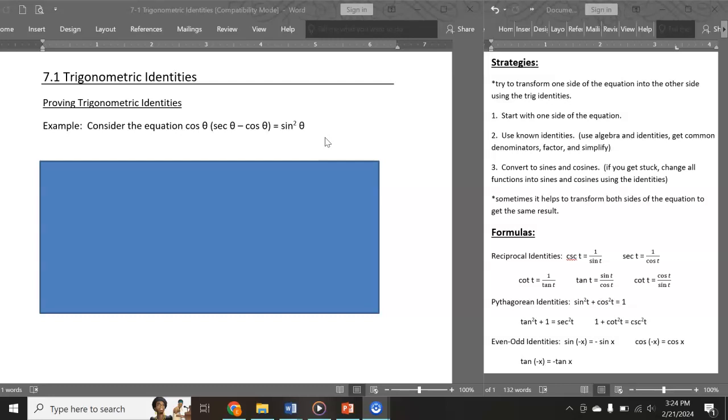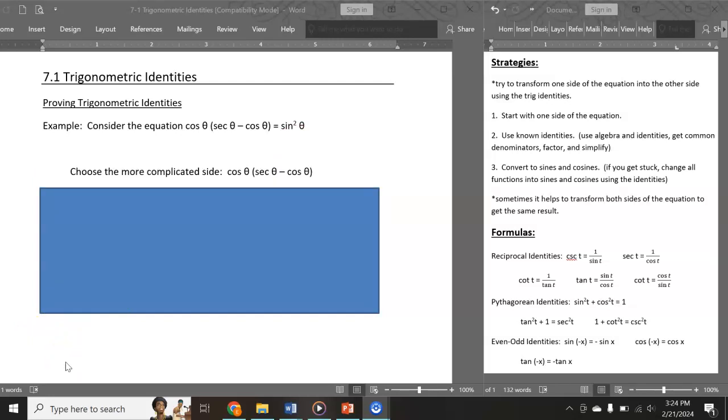So what I've done is I've put an example on the screen. I recommend pausing the video and try to decide which side is the more complicated side, and then try to simplify it and see if you can get that side to look like the other side. Then hit play and I'll explain the way through it.